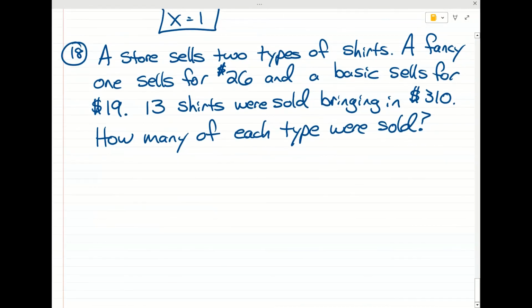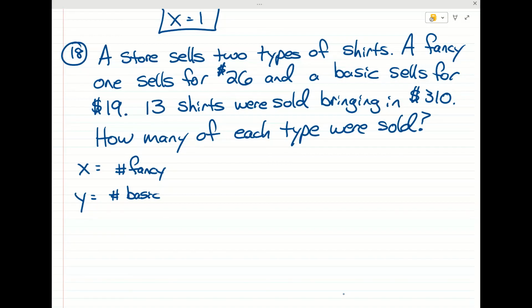All right, so the way that we get started with any kind of word problems, we have to get organized. We can't just start throwing numbers all over the place. So the way that we get organized is we have to figure out what is it we're looking to find. We're looking to find the number of fancy shirts. And we're looking to find the number of basic. I don't know how many of each they sold, so we'll label them X and Y.